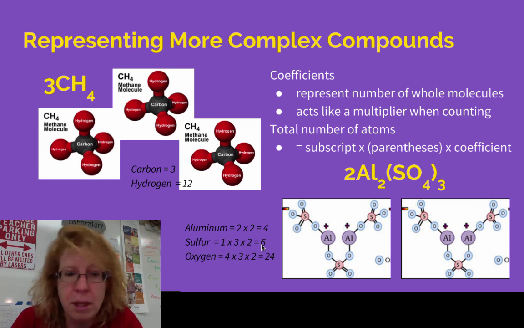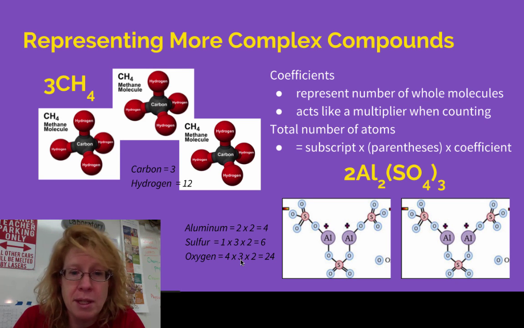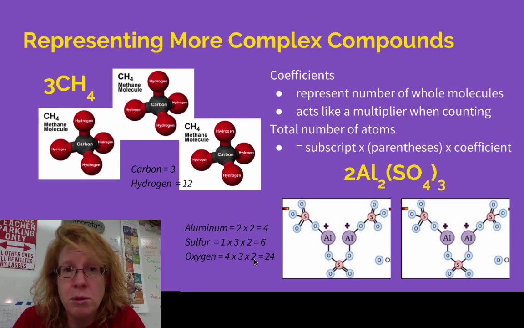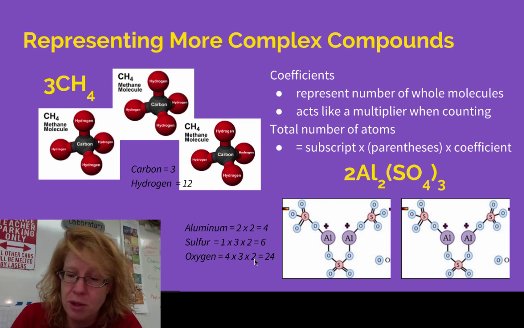which means 6 complete. And then oxygen is by far the worst. We've got 4 oxygens in each group. That's the subscript number. There are 3 of those groups. That's the number outside the parentheses. And there's a 2 coefficient, so there's 2 times everything. That gives us a total of 24. So if you can do that, you can do any of them. That's as hard as it gets right there.